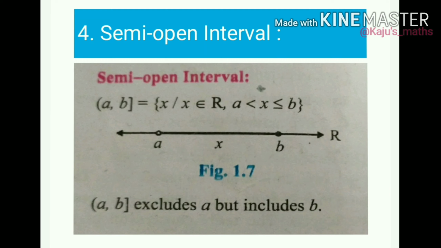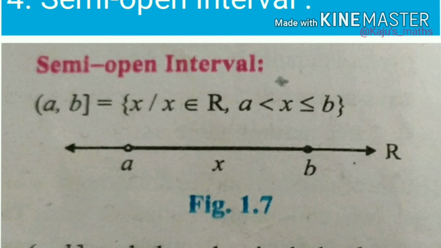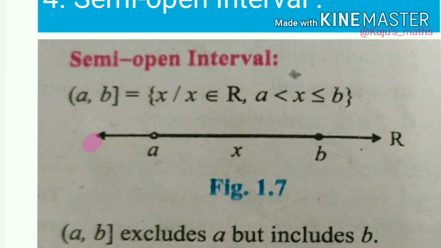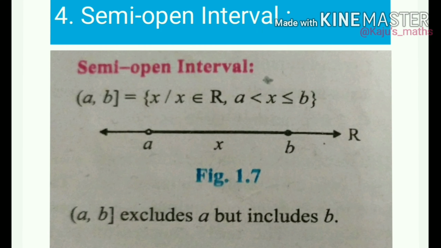So for a semi-open interval, the condition is the set of x such that x belongs to R, a is less than x and x is less than or equal to b. Here you can see that a is strictly less than x, meaning the value of x will never be equal to a, and x can be less than or equal to b. You can include b also, but you have to exclude a. So in this interval a will not be included, but you can include b. This is a semi-open interval: it excludes a but includes b.